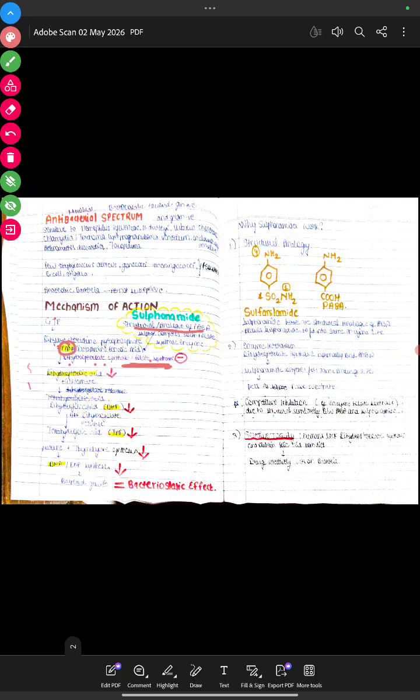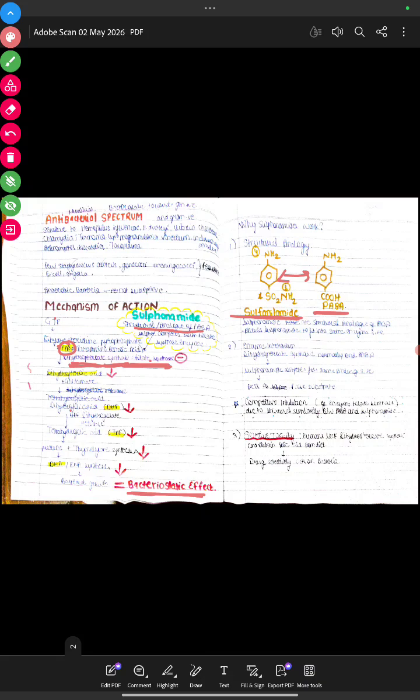Why? Because this is the PABA and this is the sulfanilamide, like sulfonamide, get it? They have so much structural similarity. Because of that it will competitively inhibit with PABA, and this enzyme dihydropteroate synthase, or folate synthase, is inhibited. So it will decrease dihydropteroic acid, in turn decreasing dihydrofolic acid, and in turn decreasing tetrahydrofolic acid. The first step itself is inhibited, so all the steps, as a domino effect, are also inhibited.